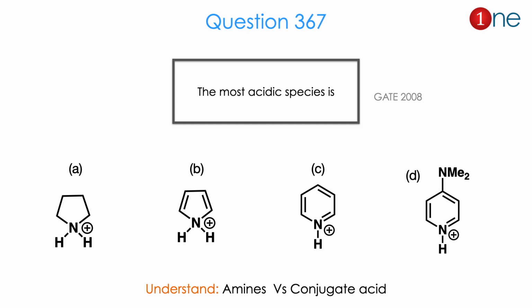Then let us look at the next question. The question is about the most acidic species among the protonated amines. The first one is reduced pyrrole with hydrogen protonated, B is pyrrole protonated, C is pyridine protonated, D is substituted pyridine. 4 different amines basically protonated with acid. So you have to find which one is most acidic among these. From the question of 4 different amines and their acidity, you might realize the question is really about amine versus conjugate acid. The answer is B. Let us see how.